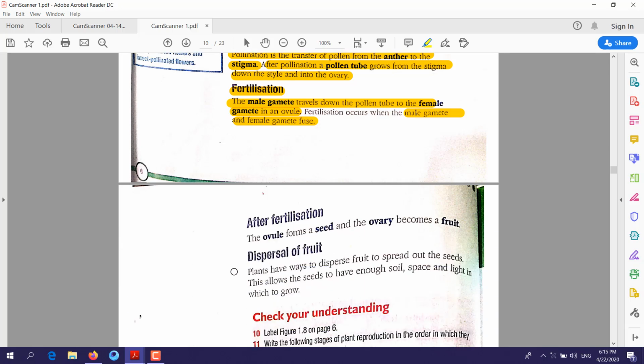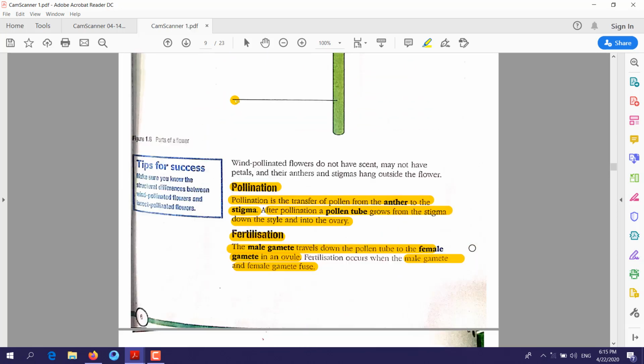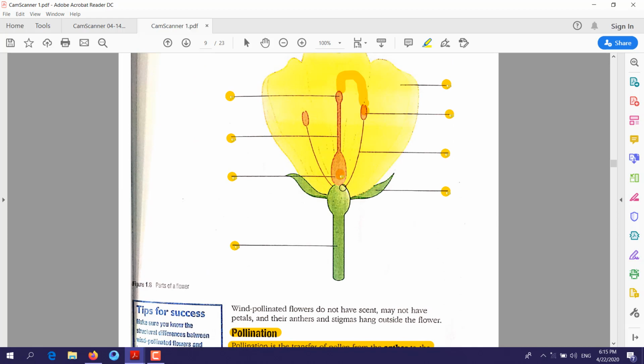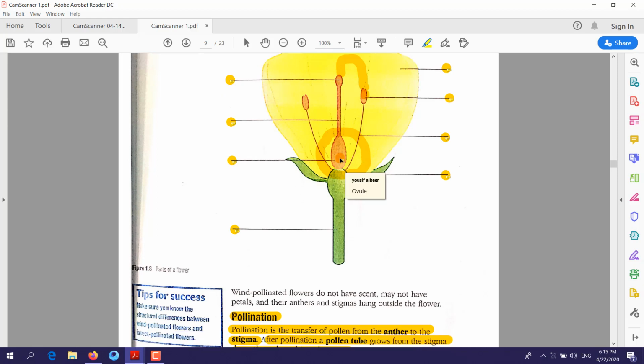Now, after fertilization takes place, what are the changes that will happen? After that, the ovule forms a seed. The ovary becomes a fruit. The fertilization happened here in this part. The whole ovary will turn into fruit, and the ovule will turn into seed.